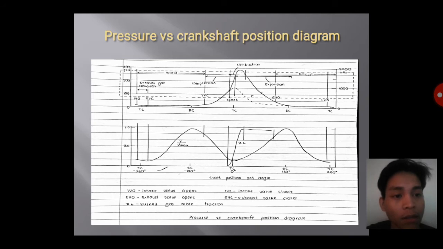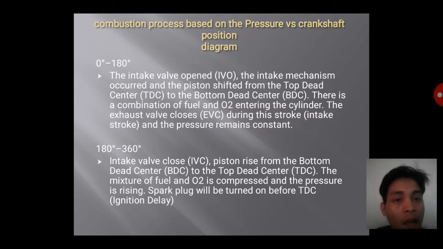The second diagram is the crank position and angle. I want to explain the process based on the pressure versus crankshaft position diagram. From 0 degree until 180 degree, the intake valve is open, the intake stroke occurs and the piston shifts from the top dead center to the bottom dead center. There is a combination of fuel and O2 entering the cylinder. The exhaust valve is closed during the stroke and the pressure remains contained.